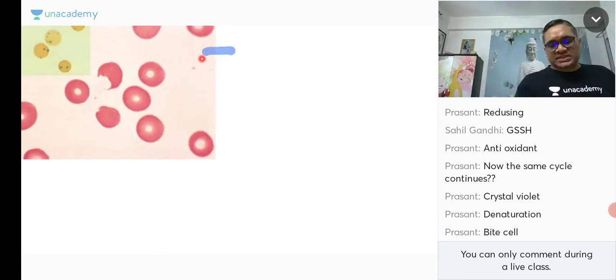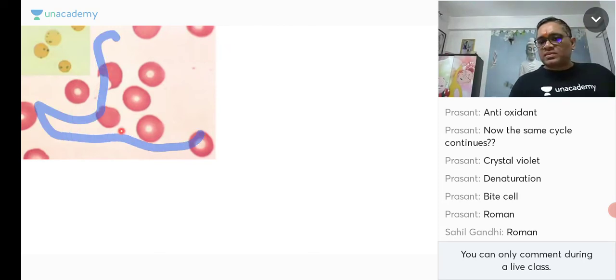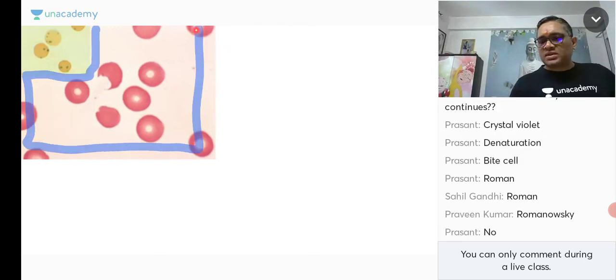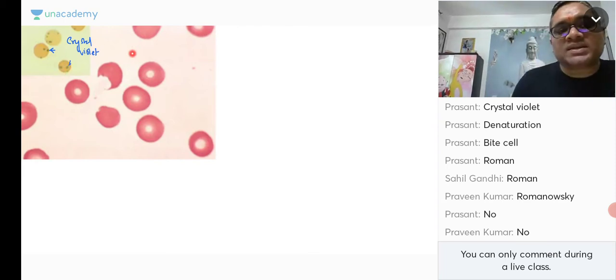Romanovsky stain, right? So this is the Romanovsky stain, and in this Romanovsky stain, can you see anywhere Heinz bodies? Can you see anywhere in this entire slide Heinz bodies? No, right? So I understood, in Romanovsky stain, Heinz bodies we have never seen. To visualize Heinz bodies, you have to use the crystal violet stain, right? So this is the crystal violet stain, and all this blue color is the Heinz bodies, right? So that is how you see the Heinz bodies. So that is why I said this is the most characteristic.